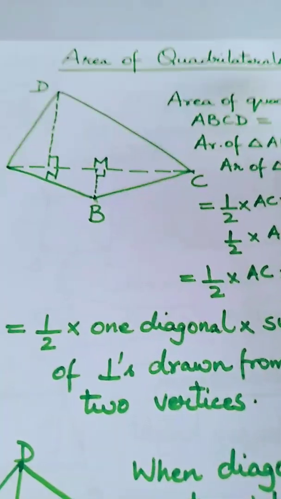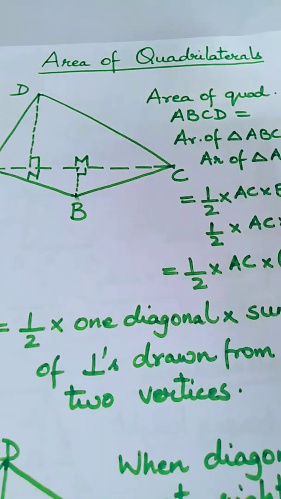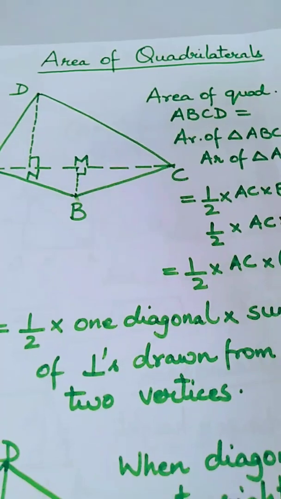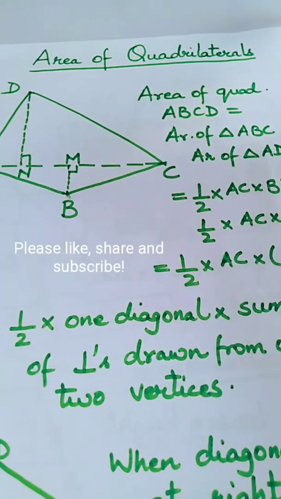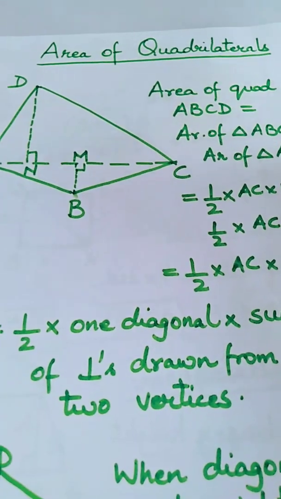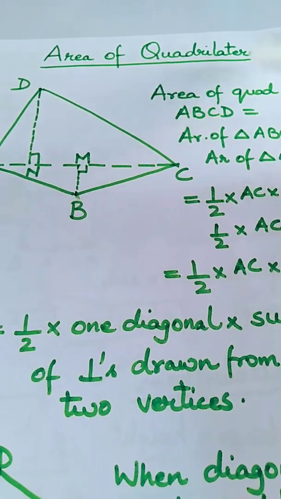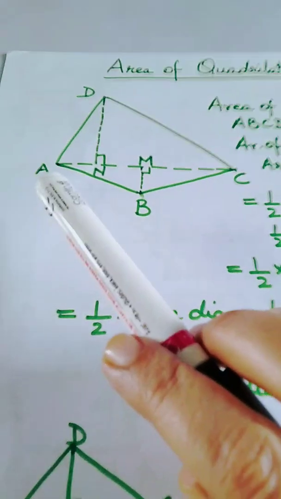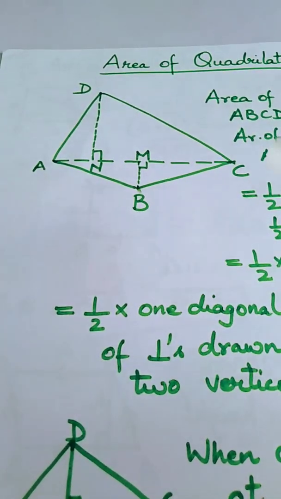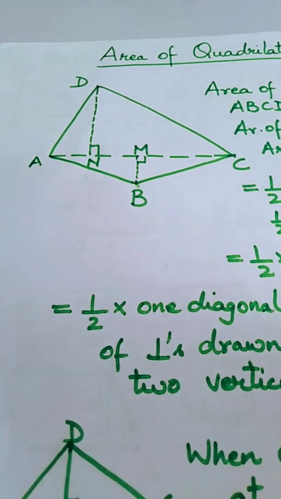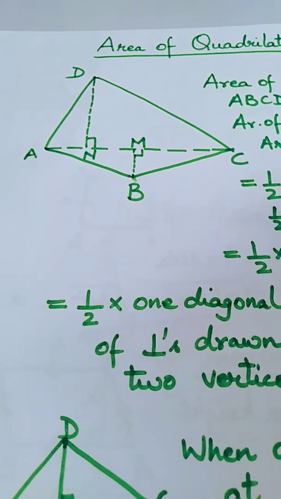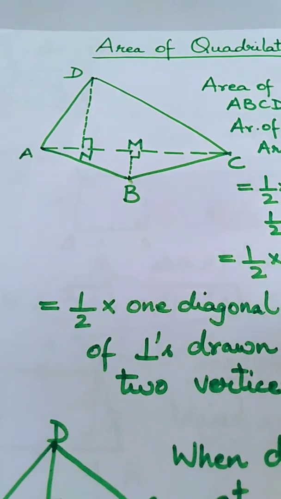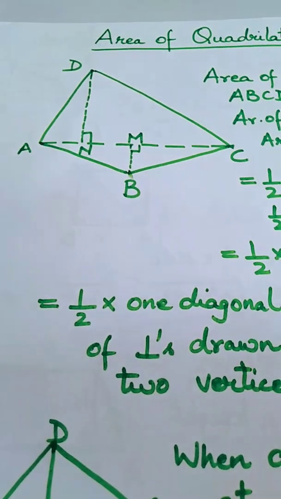Good morning students. In the last class we did area of triangles, and today we are going to deal with area of quadrilaterals. Now you all know what a quadrilateral is. Quadrilaterals are four-sided figures. You can see this figure ABCD is a quadrilateral having four sides. We have learned about different types of quadrilaterals, which we will study in detail afterwards. Okay. Now how do we find the area of this quadrilateral?